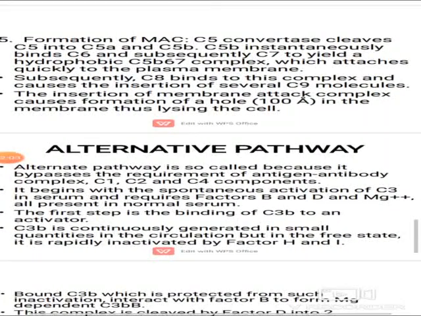It starts with the spontaneous activation of C3 in serum and requires factors B and D and magnesium, all present in the normal serum. So it starts by the activation of C3, which is already present in the serum, and also requires factors B and D and magnesium, which are already found in normal serum. So it doesn't need any antigen antibody complexes or C1, C2, C4 to start it, like the classical pathway.